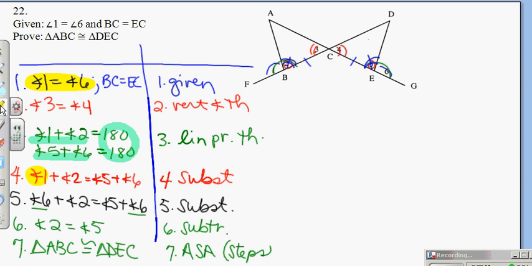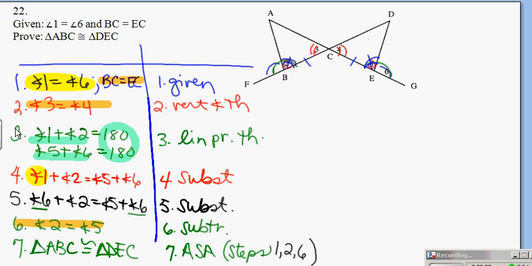And as a nice reminder, it's not required, but it's nice when you get down to the end, if you want to say there's step 2, step 1, and step 6 are what's needed to give me my 3 pieces. It's a nice little way to check your answers to make sure you do have the 3 pieces that you need in order to say 2 triangles are congruent.